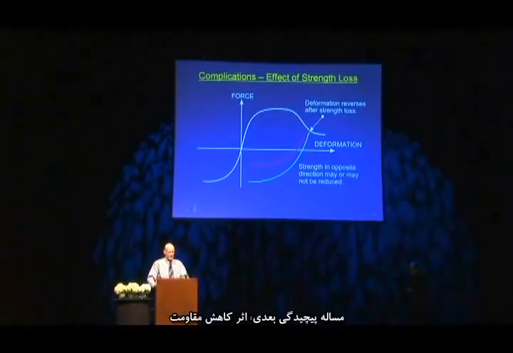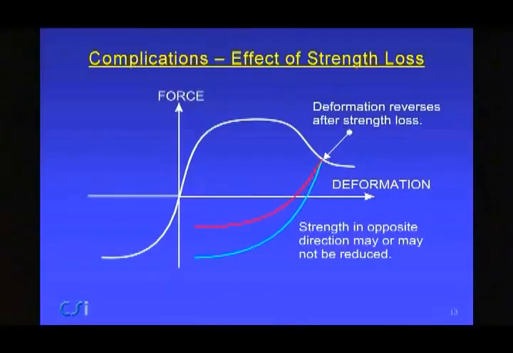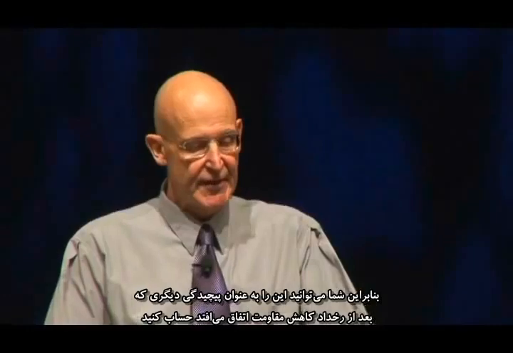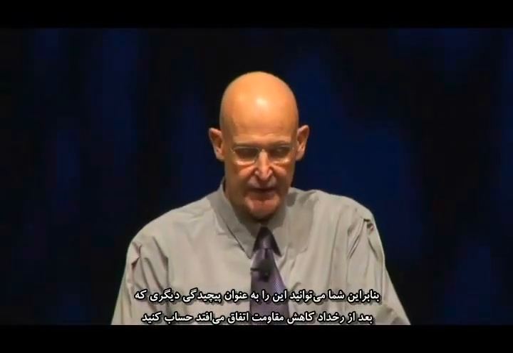A further complication is the effect of strength loss. If you do deform the structure or the component beyond the ductile limit, say out to this point, and then reverse it and present it through a hysteresis loop, maybe the strength in the opposite direction is not affected very much by the strength loss in this direction, and maybe it is. It depends on the component. So you may have to take this into account. It's just another complication. What happens after strength loss occurs?